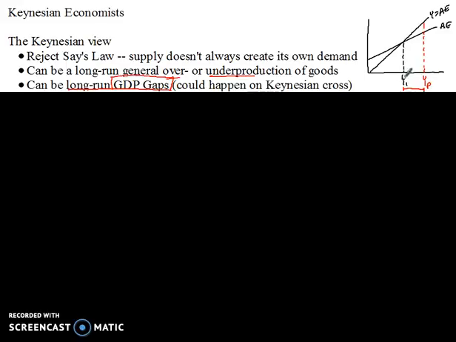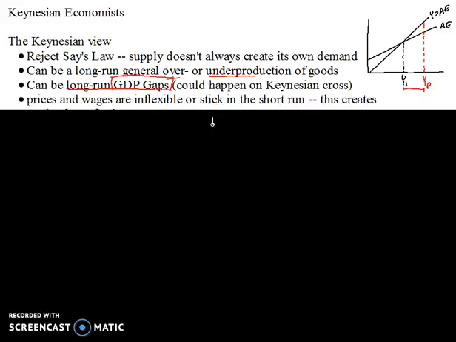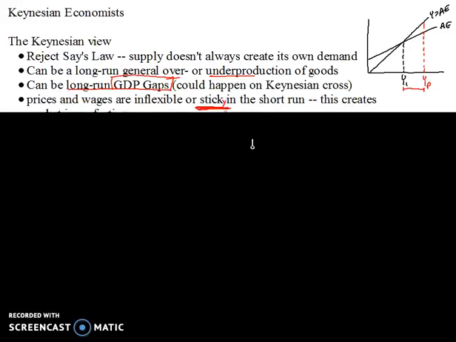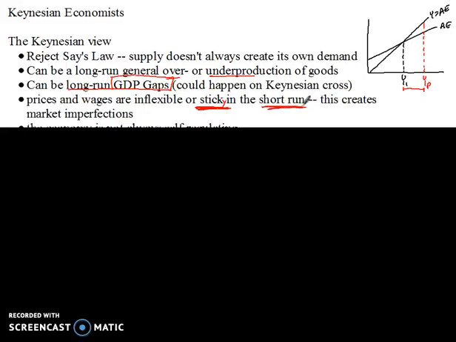So we're trapped at some equilibrium below our potential, and I'll give you some reasoning behind that in a future video. Prices and wages are inflexible. In other words, they are what we call sticky. Prices and wages are sticky in the short run, and this creates market imperfections. And those market imperfections, these sticky wages and sticky prices, are what's going to cause the GDP sometimes to be trapped down below potential. I really can't lay out that argument right now. I'm just kind of saying it. I can't lay that argument out until future videos. We have to build some future models in order to do that.